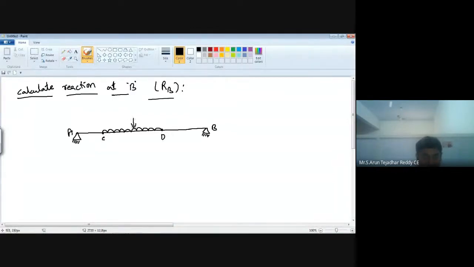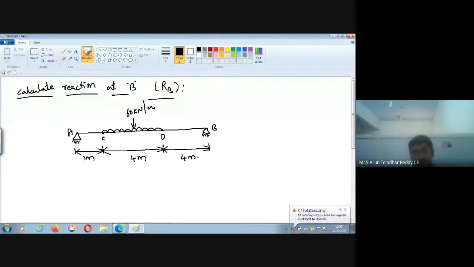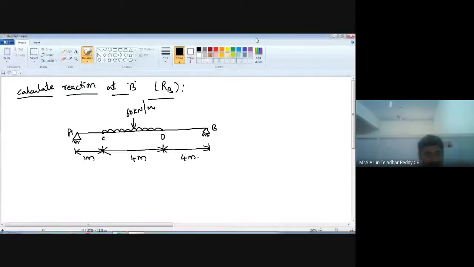Now the intensity is 60 kilonewton per meter. From A to C it is 1 meter. From C to D it is 4 meter. From D to B again it is 4 meter. Same concept. Once again, listen carefully. That's it. Now, solution.